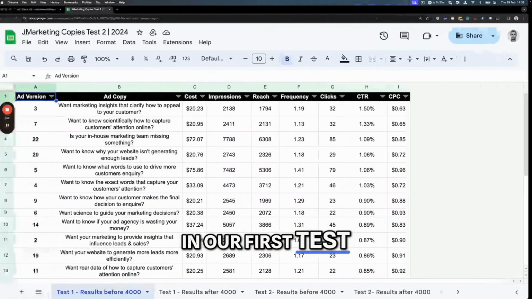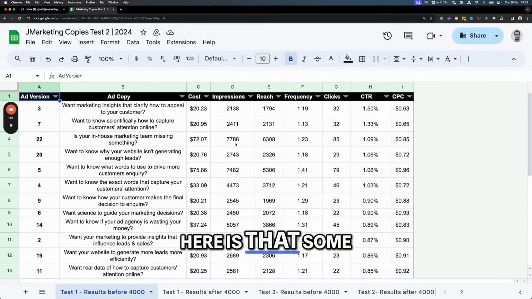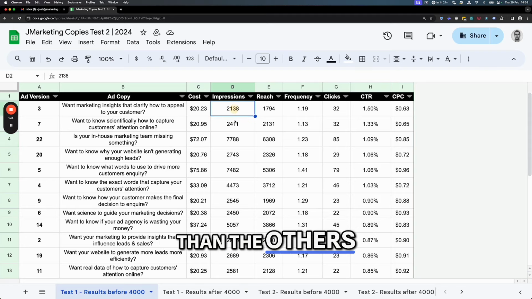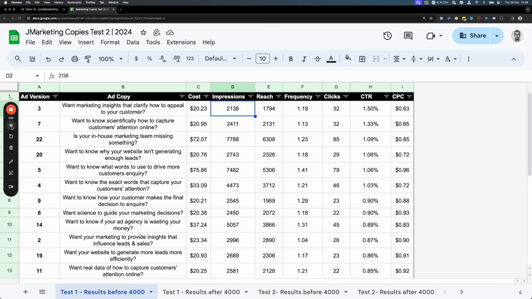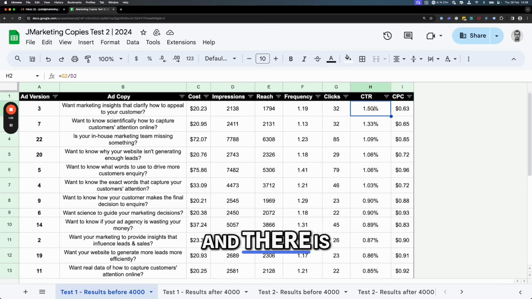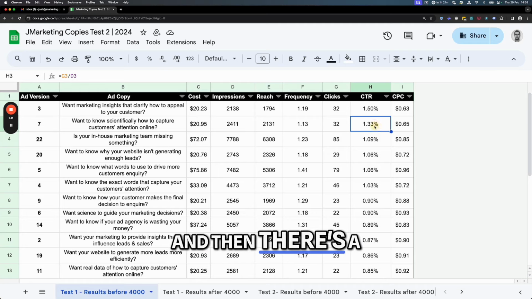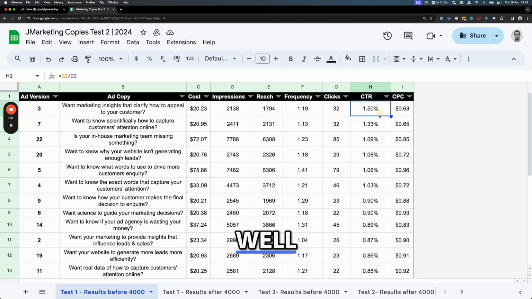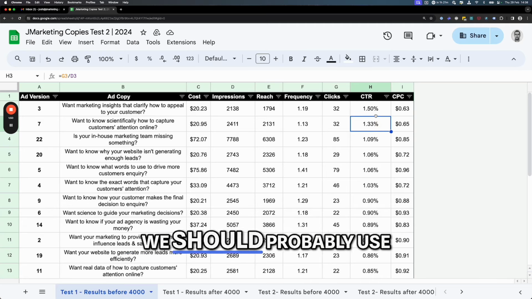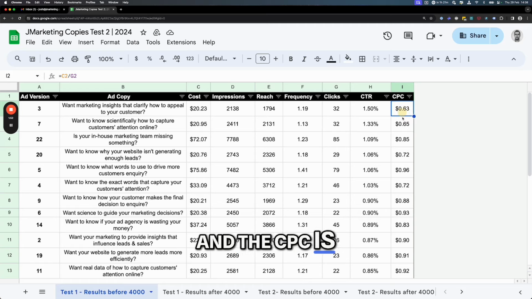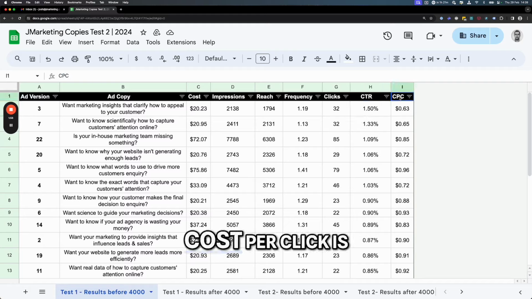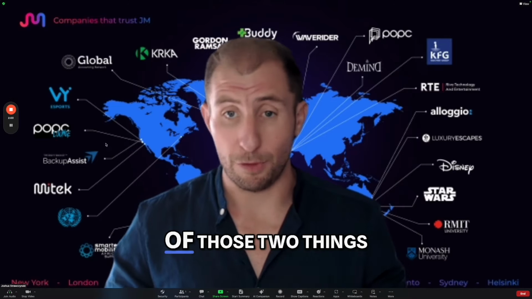And in our first test, what you will notice here is that some of the ads have many more views than the others. Now, under this example, what we're looking at is click-through rate, and there is a clear winner. And then there's a second one which is actually pretty close to it. This is ad number 7. And you might say, well, the click-through rates are pretty close to each other. We should probably use both of those. And the CPC is pretty close as well. So click-through rate is for every 100 people that view this, how many people clicked on the ad. Cost per click is how much it actually cost us. There is a direct relationship between both of those two things.